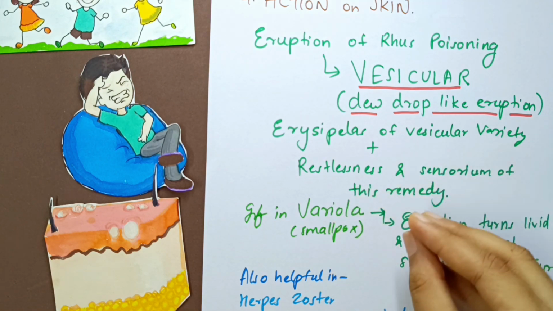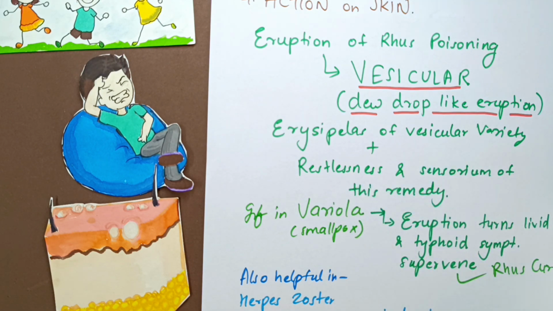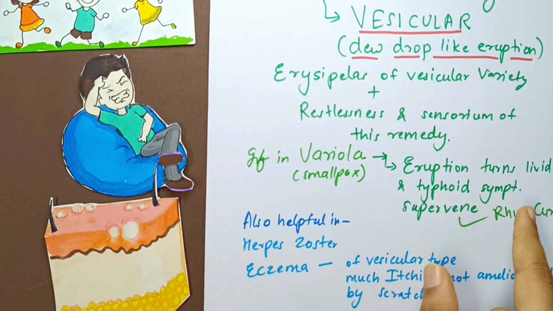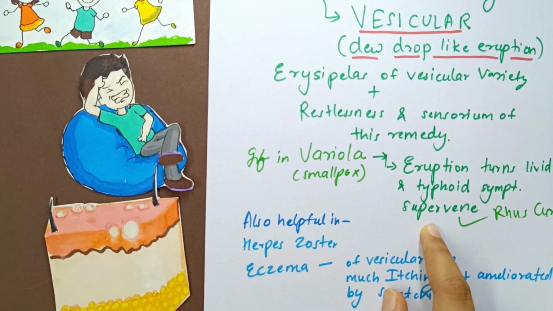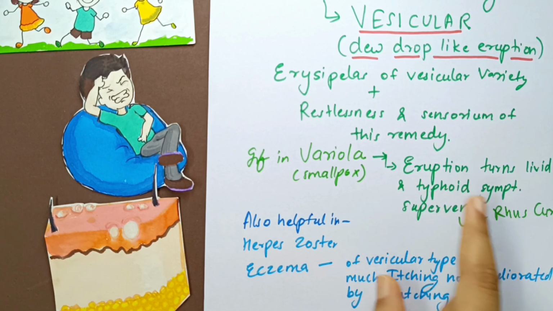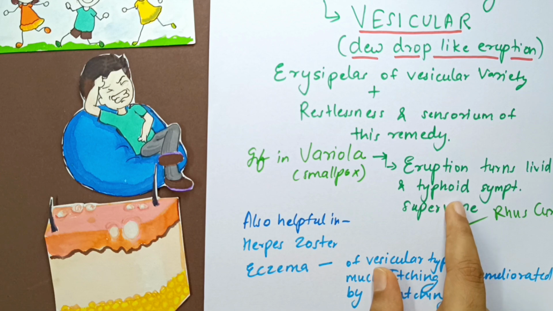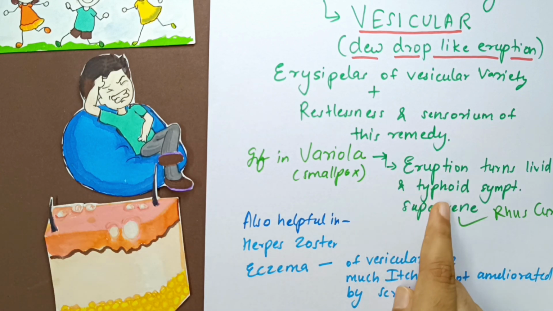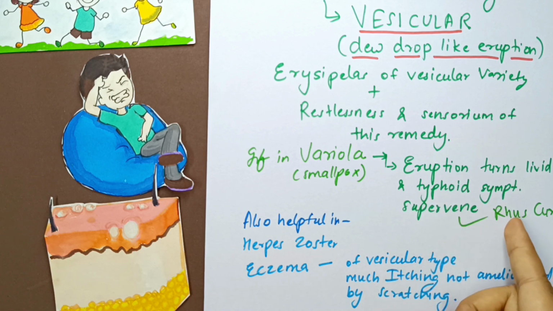Along with that, vesicular eruptions, that is dewdrop-like eruptions, will be present. Now, if in variola, which is smallpox, the eruption turns livid and typhoid symptoms supervene, then Rhus cures. So it is also a great remedy for typhoid. If you have smallpox, which is again a dermatological condition, and along with that you have typhoid, both of these come under the action of Rhus tox, and Rhus tox will cure.